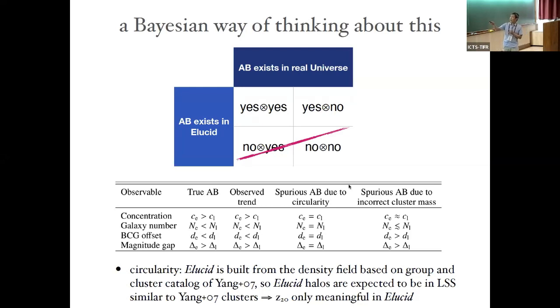By circularity, I mean that since the density field that eLucid is tasked to reconstruct is based on the group and cluster catalog of Yang et al., it is natural to expect the eLucid halos to be located in similar large-scale environments as our real clusters. But in this case, the formation time Z20 should only be meaningful for the eLucid halos and have nothing to do with the real clusters. And given that the early and late forming samples have similar masses, we therefore expect the galaxy properties to be similar for these cases.